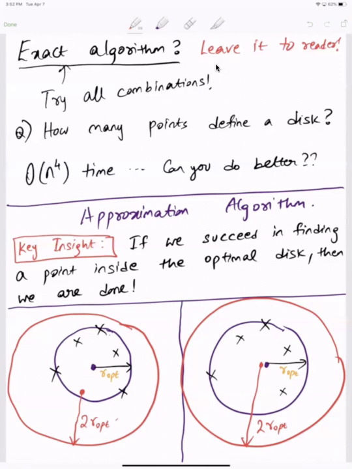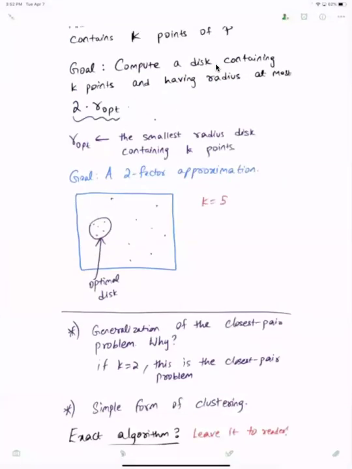And the key point here is that the red disk will of course contain at least k points, right? Because it contains the optimal disk. This red disk that we are showing here contains at least k points, and its radius is at most 2 times that of the optimal disk. So that's the key observation here. Let me write it down for you.